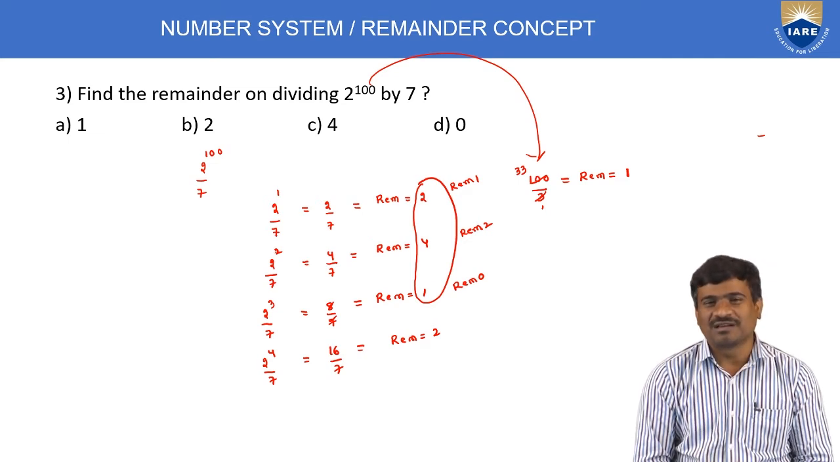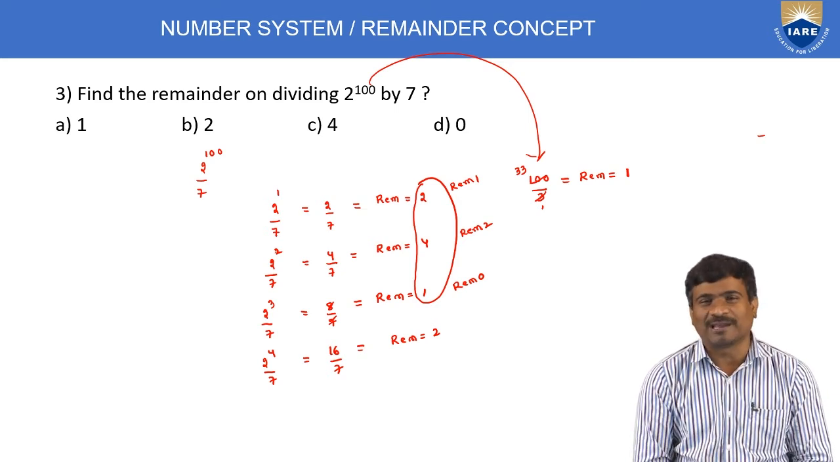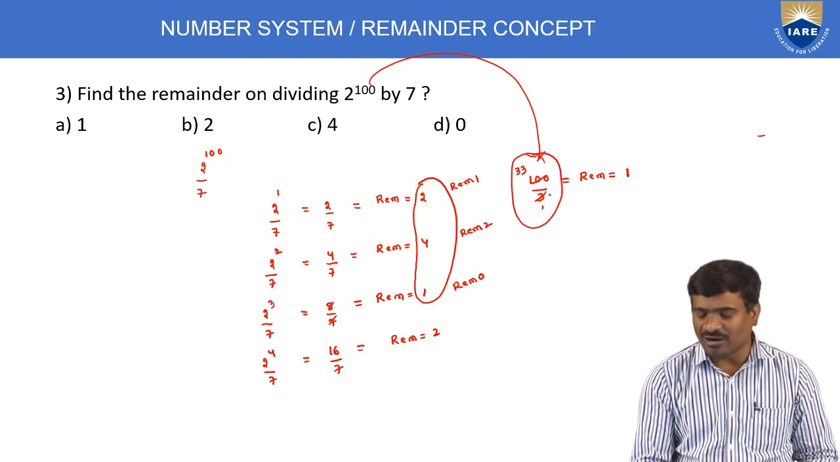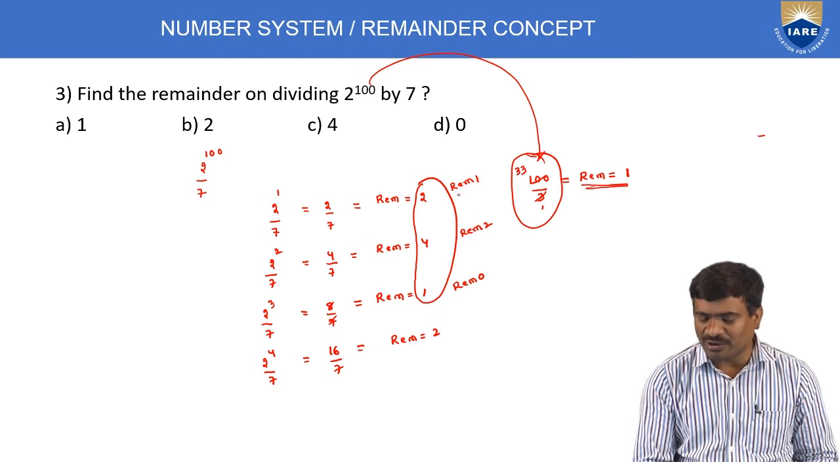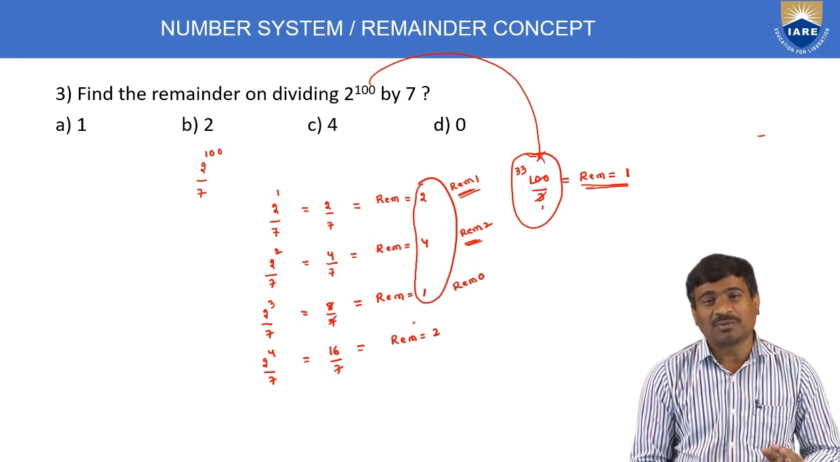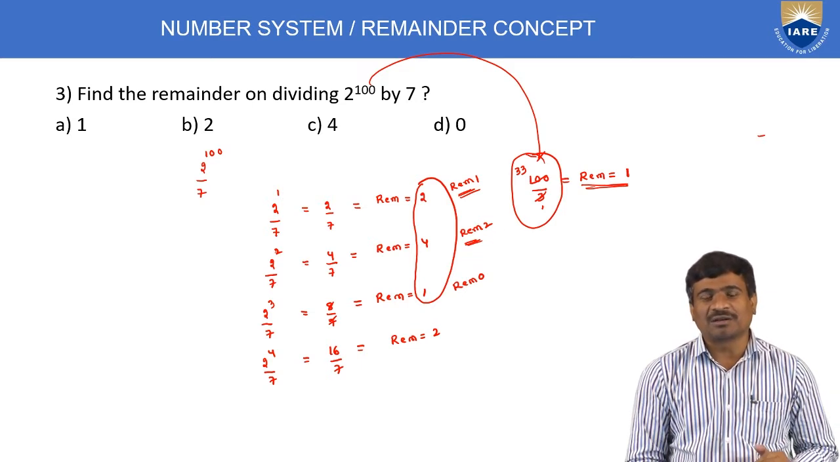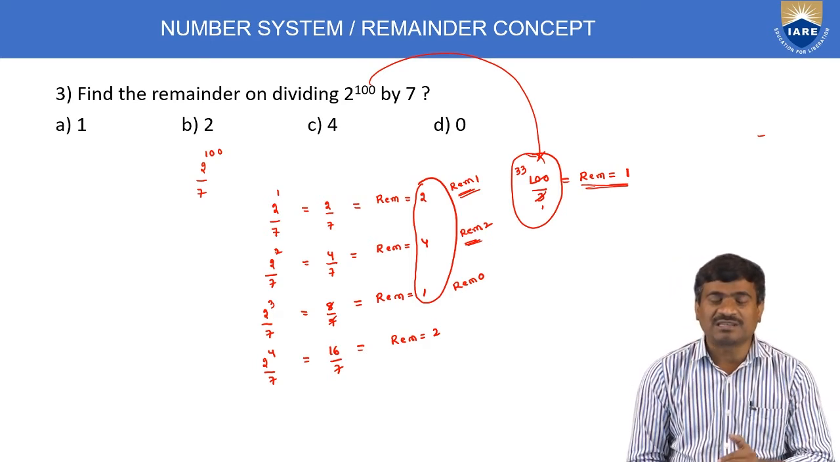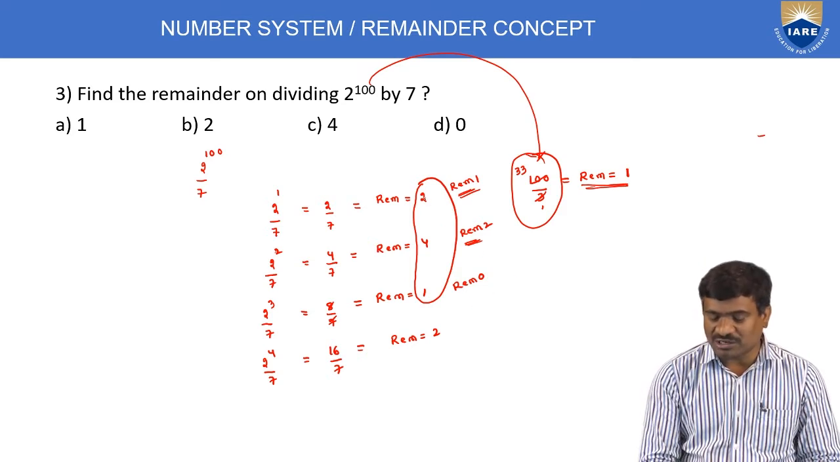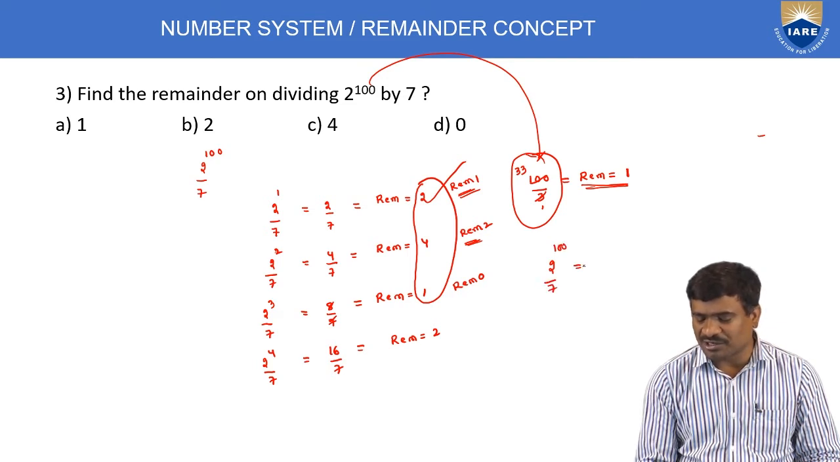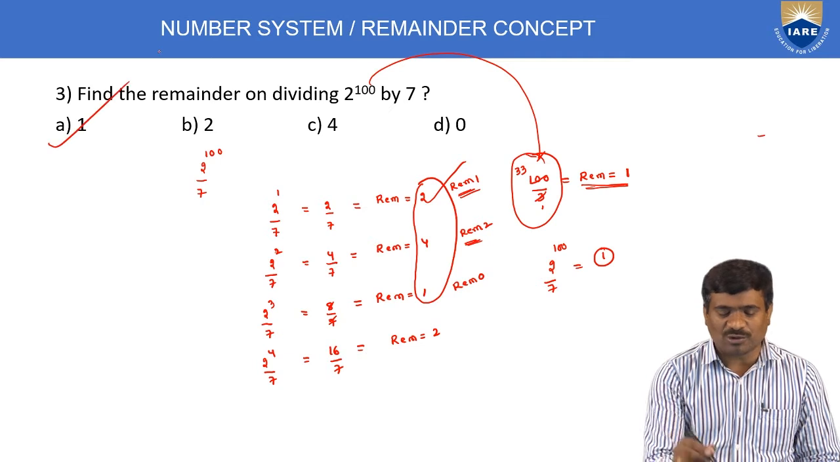Your method is to implement only cyclicity, then divide the power by that number only. Here 3 numbers are cyclic repeated, so the power is divided by 3. Here 100 by 3, remainder 1. When the remainder is 1, first term of the repetition. Remainder 2, second term. Remainder 3, third term. Remainder 4, fourth term, and so on. But remainder 1 means the first term of the repetition. The first term of the repetition is only 2. Therefore, 2 to the power of 100 by 7: the first term of the repetition is only 1, meaning option A is correct.